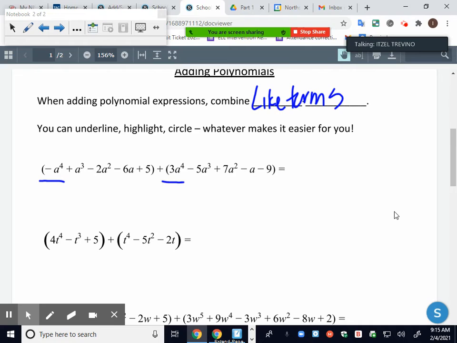If it's better for you to put them on top of each other and solve it like a column going up and down, do that. Okay? For now, we'll do it like this. The next one, we'll do it as a column.